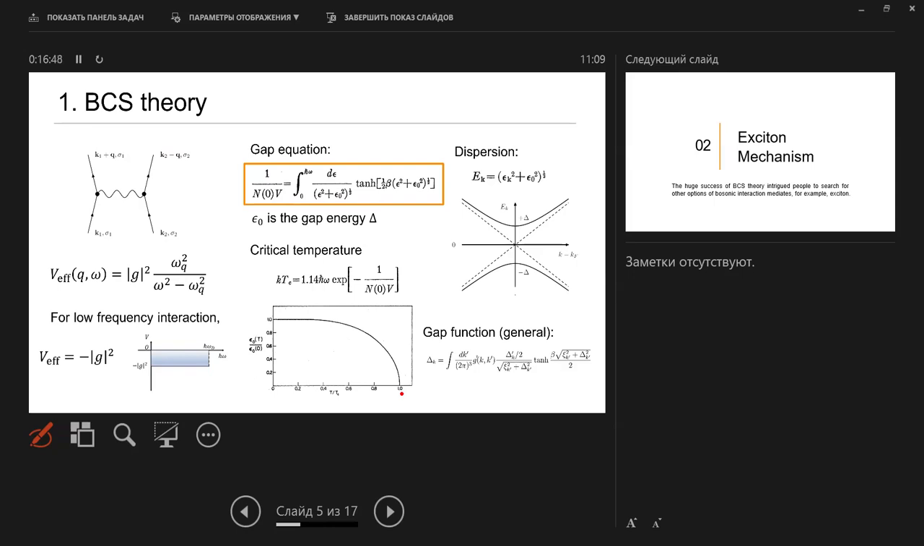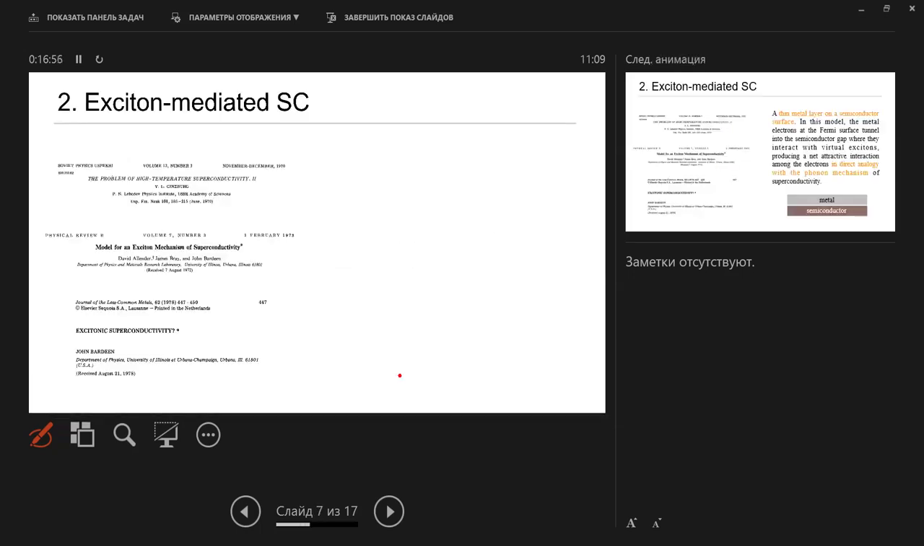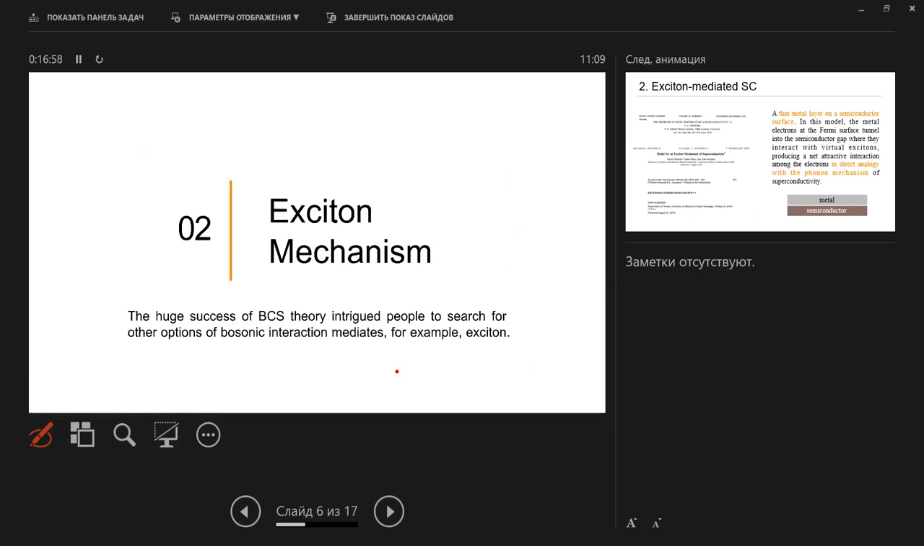This makes people search for other options to increase the critical temperature, even up to room temperature superconductivity, and the exciton comes into people's sight.